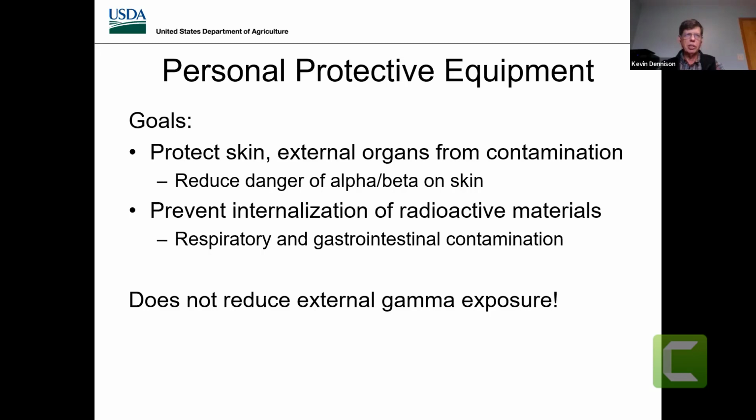Okay, so we talked about this: protect the skin and the organs from internal contamination. And really, your gamma radiation exposure is just based on time and distance and using personal dosimetry for anybody that's in a controlled access zone.